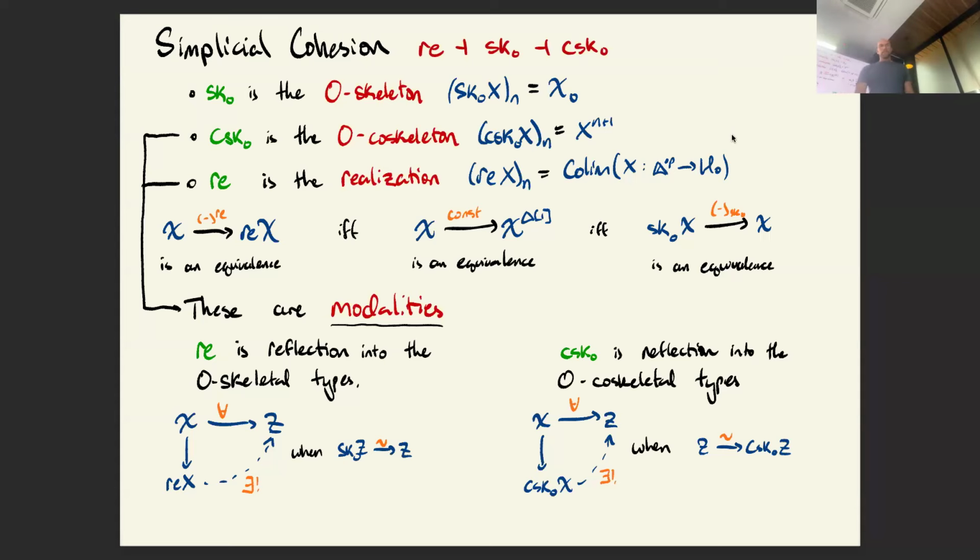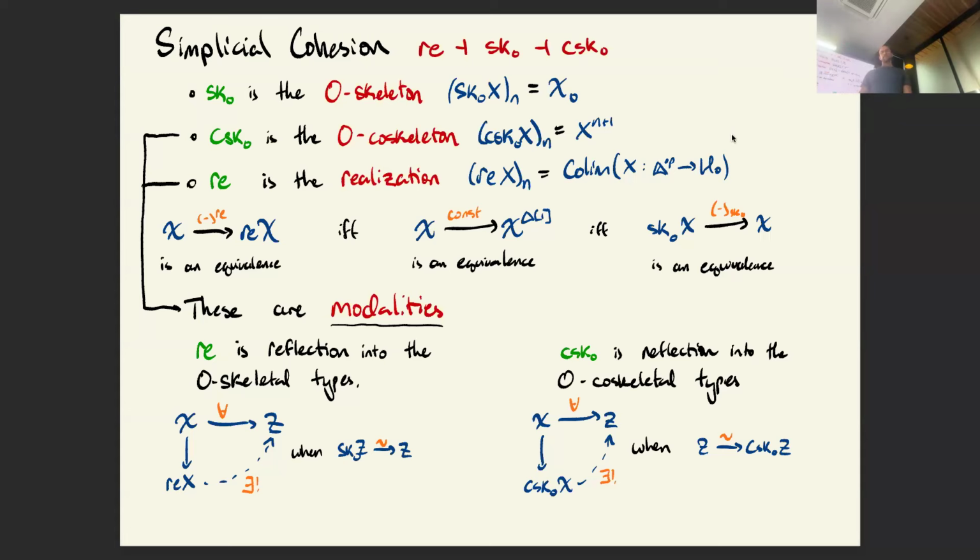Right? So these two are modalities, and what that means is that they are reflections into classes of simplicial objects. In particular, the realization reflects us into zero skeletal types, meaning that the map from X to the realization, which is the colimit cone itself, is the universal map into a zero skeletal type, which is the universal property of the colimit.